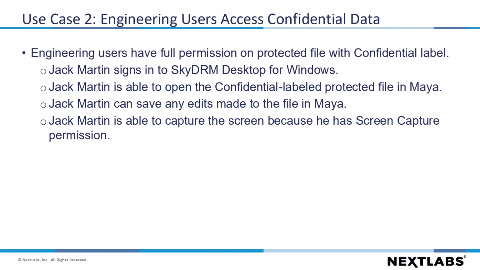Use case 2. Engineering users have full permission on protected file with confidential label. In this use case, I will demonstrate the following. Jack Martin signs into SkyDRM Desktop for Windows. Jack Martin is able to open the confidential labeled protected file in Maya. Jack Martin can save any edits made to the file in Maya. Jack Martin is able to capture the screen because he has screen capture permission.